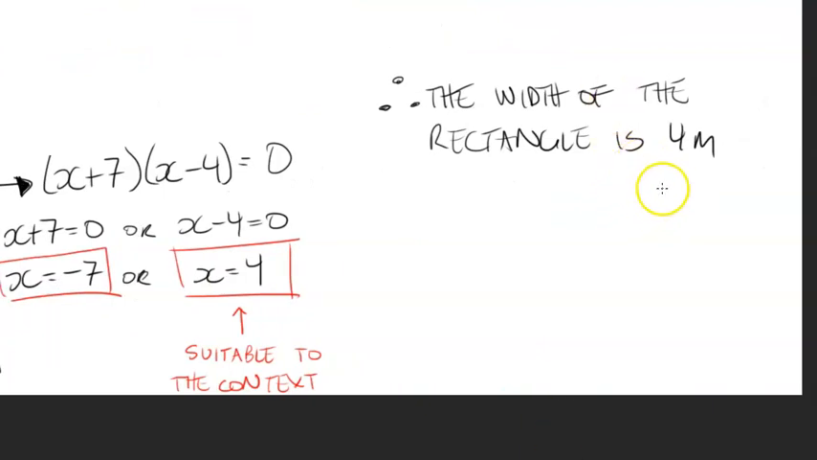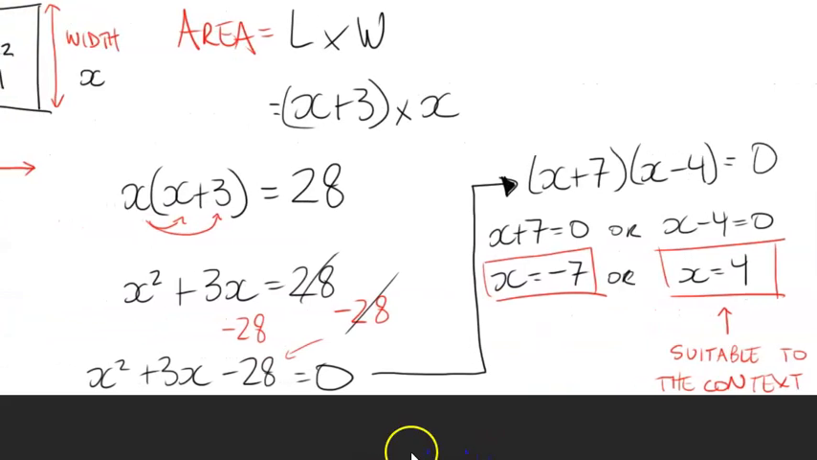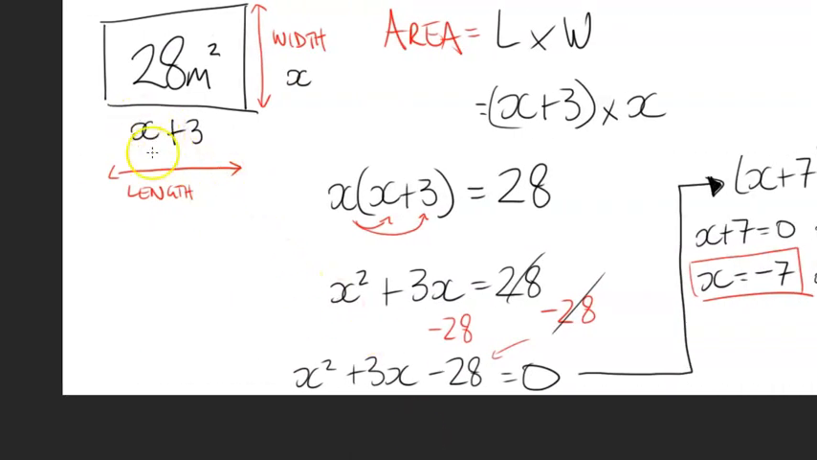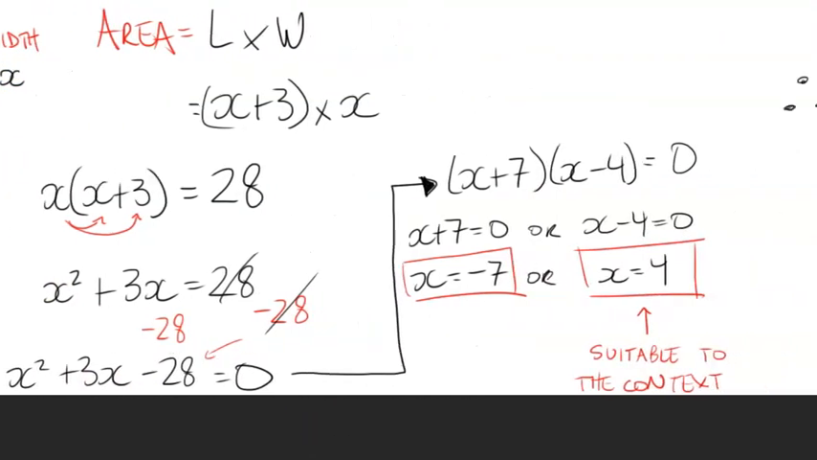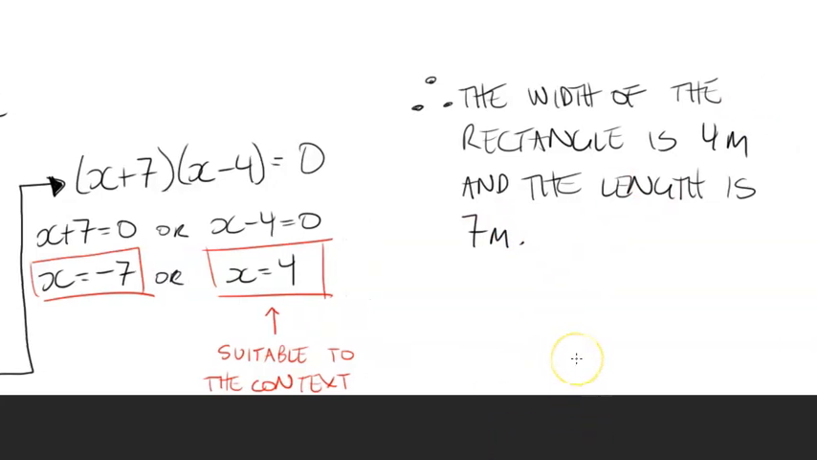So the width of the rectangle is 4 meters, and the length is 3 more than that, which is 7, so the length is 7 meters, because based on the diagram and based on the question that we got, length is whatever the width is plus 3, and we know what the width is, it's 4 plus the 3, which is 7. So the width of the rectangle is 4 meters and the length is 7 meters. Double check, 7 times 4 gives me 28, and that's a solution to the question.